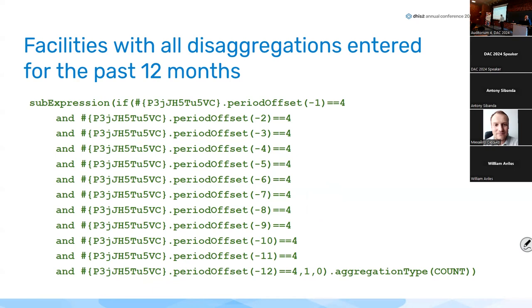Good question. Can you use this for indicators, or does it have to be data elements? Within a sub-expression, it has to be data elements. We don't support indicators inside a sub-expression, or at least not yet. Absolutely, when all else fails with indicators, you can usually solve the problem using predictors.